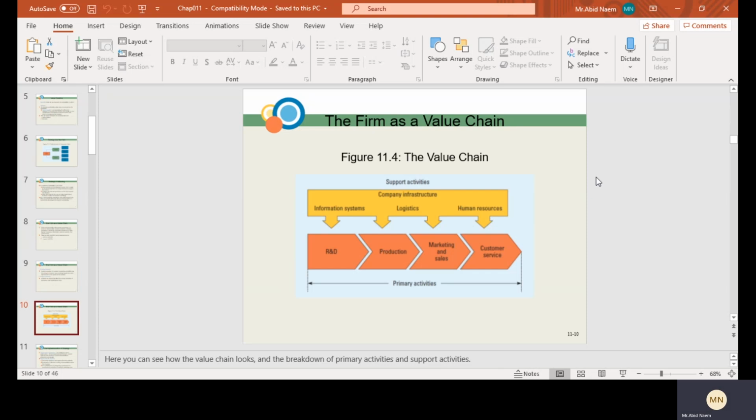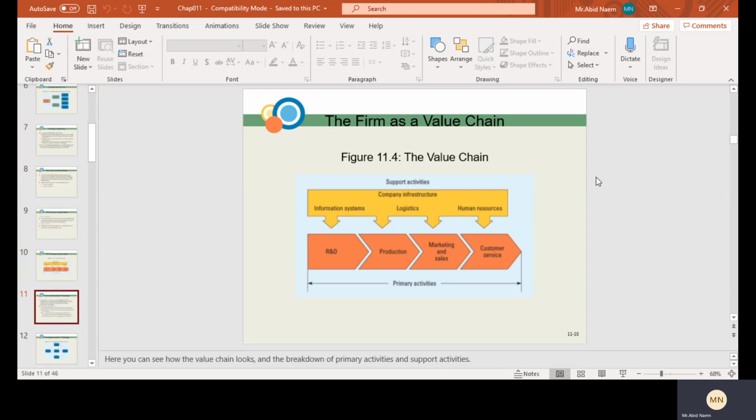This is the graphical representation of the value chain. Likewise, I've talked about the primary activities, which include R&D, production of the tangible products or services which you are going to deliver to the final consumers, and then marketing and sales campaigns and activities related to those products which you have developed, and the last step is customer care itself. These are the core primary activities. Meanwhile, supportive activities involve information systems, logistics, and human resource. These departments do coexist within the firm, but their role is secondary in nature.